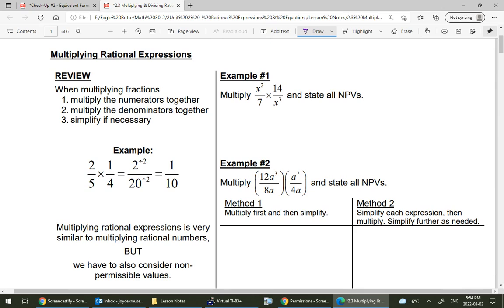We're asked to multiply x squared times 14 over 7 times x cubed. So we're going to multiply straight across: 14x squared all over 7x cubed. Now it looks just like what we had yesterday. And before we start canceling, we want to make sure to do our NPVs. X cannot be 0. Now we can hack and slash.